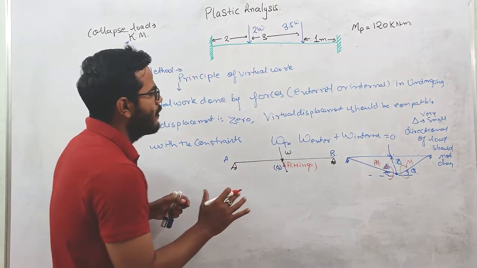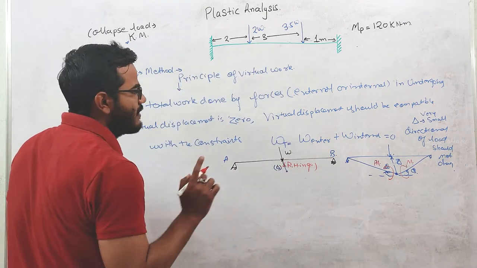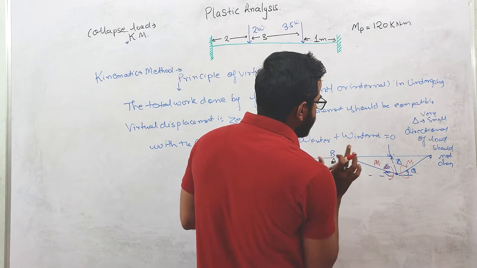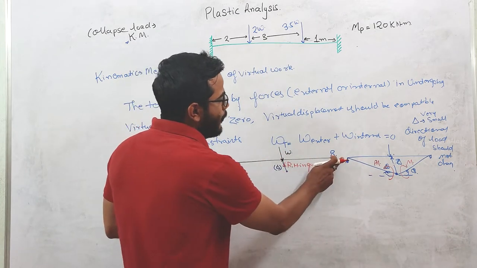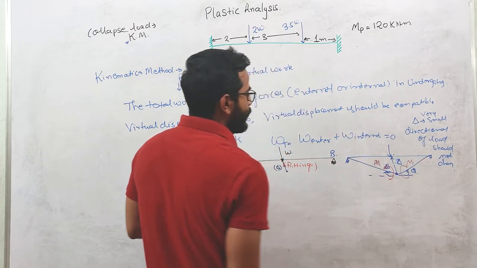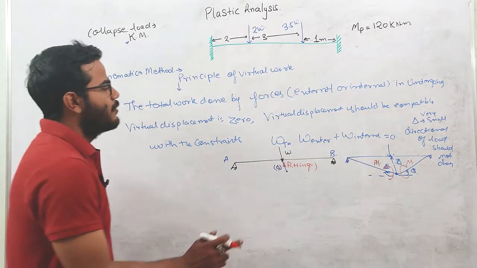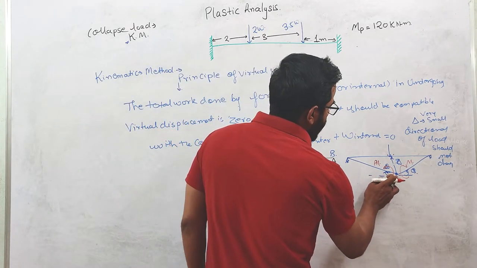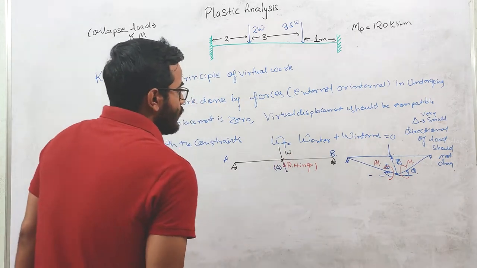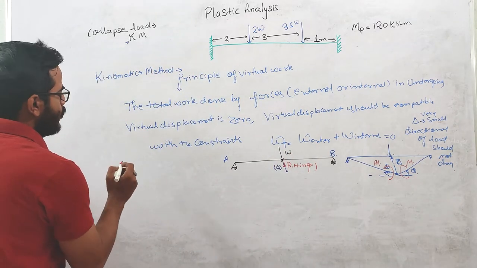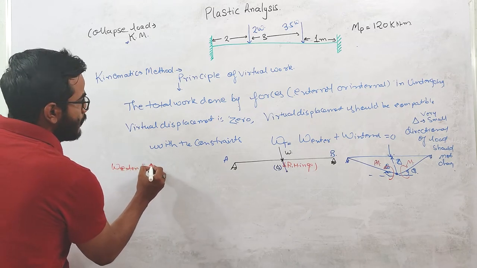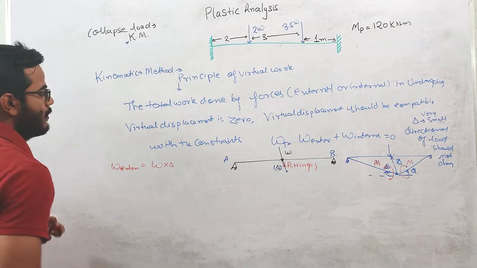Now, if we use the principle of virtual work, what is the external work here? You can see that this virtual displacement is compatible with the constraints. At this point the displacement is zero, and at this point the displacement is zero. Here there is a relative rotation because the plastic hinge is formed at this point. The external work due to the load is W into delta.